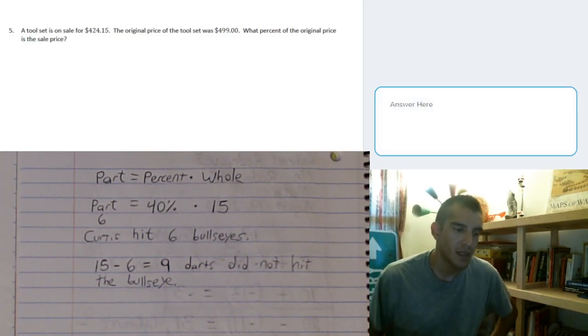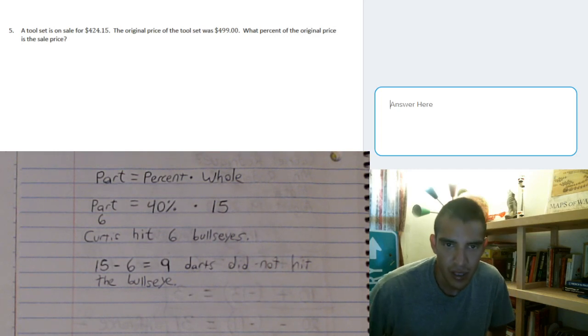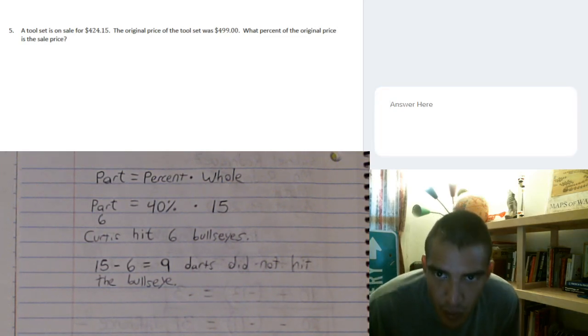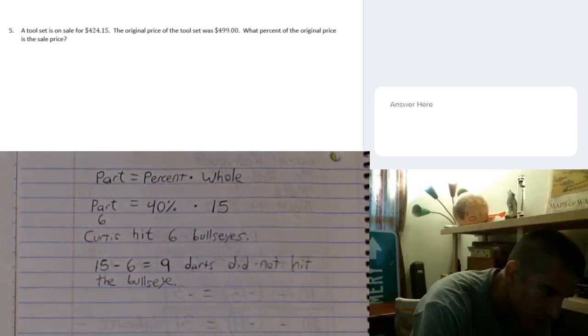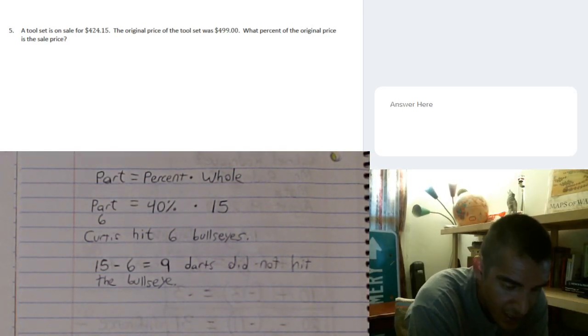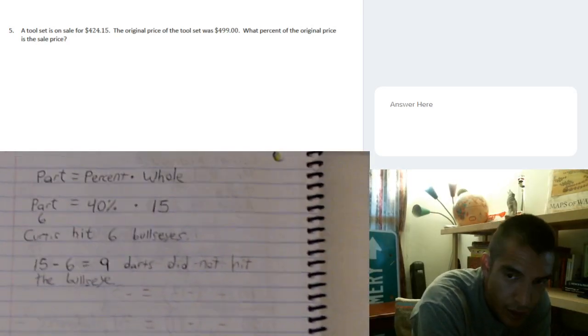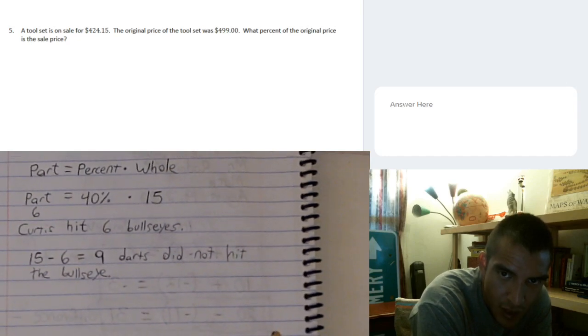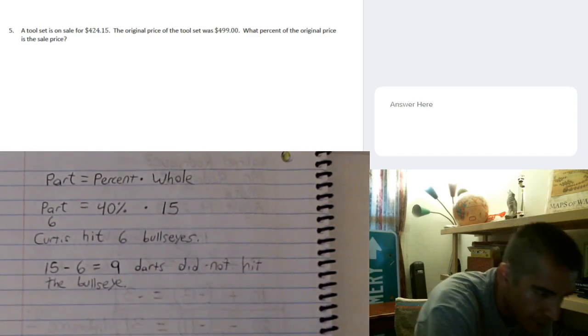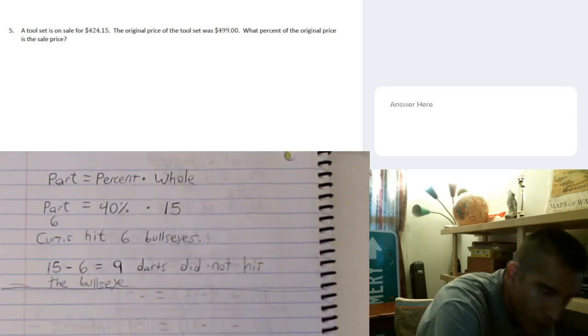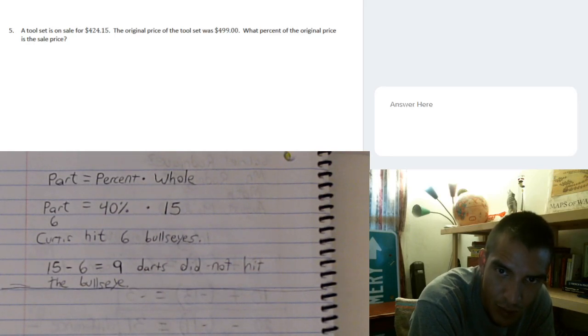This is fun right here. Another part percent whole equation problem. A tool set is on sale for $424.15. The original price of the tool set was $499. What percent of the original price is the sales price? So we're going to try to find out the percent. You could either use the full equation, which I will use, or if you know how to do a fraction already, part out of whole, you can skip to that. But if you don't know what I'm talking about there, just follow along with me.